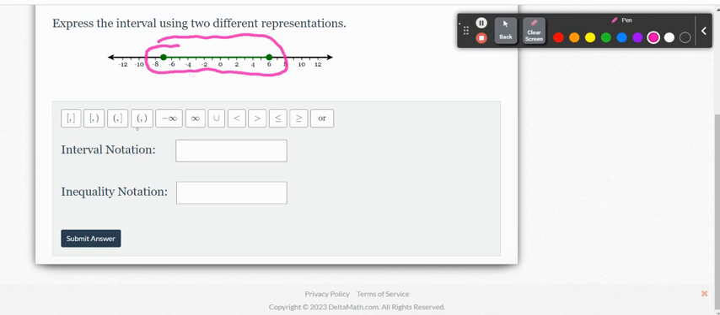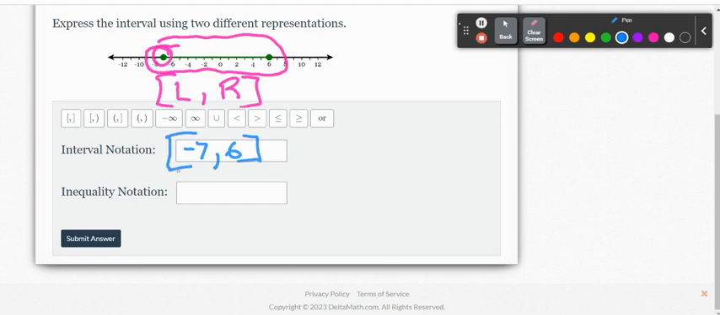Now, in interval notation, it's the easiest way. You just do the leftmost, comma, the rightmost value. And these are solid dots, so we're going to use brackets rather than parentheses like the last problem. So our leftmost value is -7, comma, the rightmost value is 6, and I just need brackets on that, and I'm done. I have listed the domain of this green shaded graph.